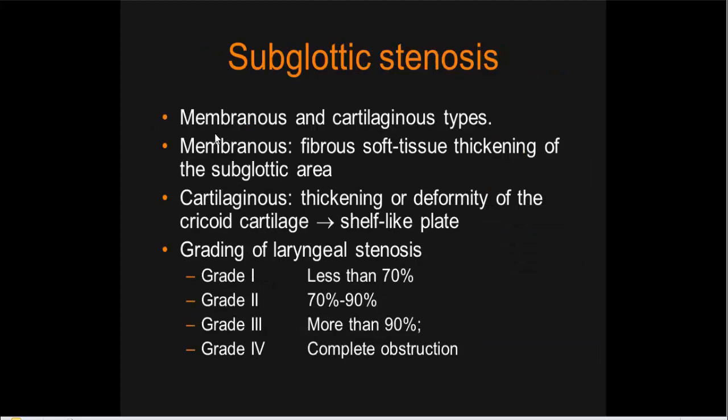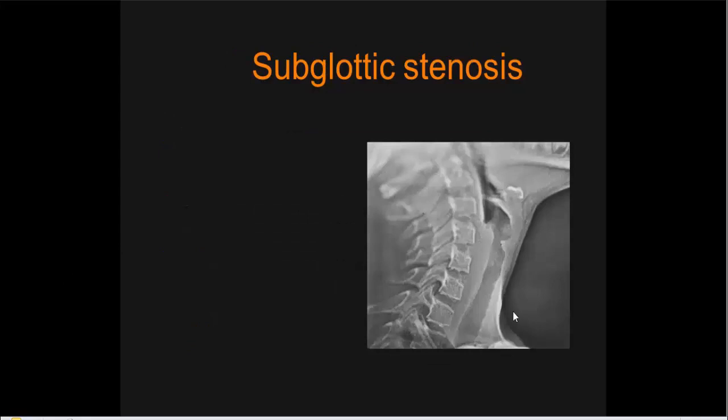Subglottic stenosis, membranous and cartilaginous types. Membranous: fibrous soft tissue thickening of the subglottic area. Cartilaginous: thickening or deformity of the cricoid cartilage, shelf-like. Grading of laryngeal stenosis: grade 1 less than 70%, grade 2 70 to 90%, grade 3 more than 90%, grade 4 complete obstruction. This is laryngeal subglottic stenosis.